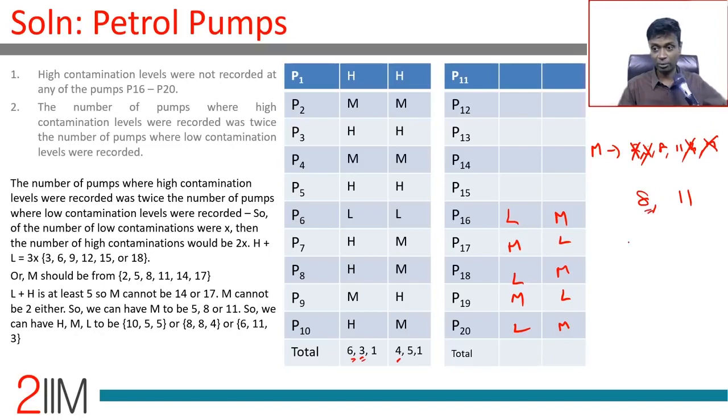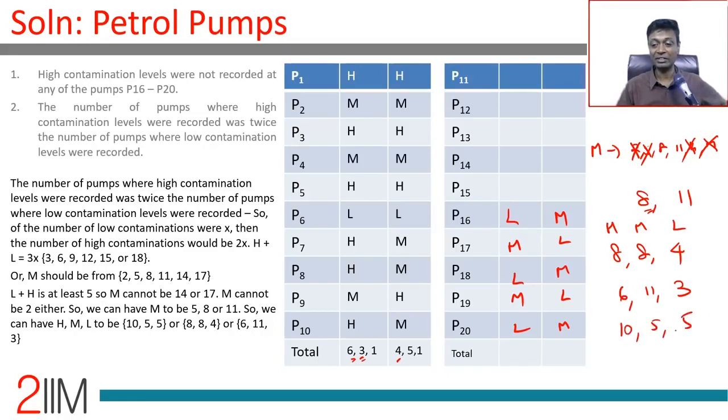If this is 8, the remaining 2 add up to 12. So the total is either 8, 8, 4 or 6, 11, 3. These are the 2 possibilities that we have with us for high, medium, low. Even the 10, 5, 5 can be ruled out.